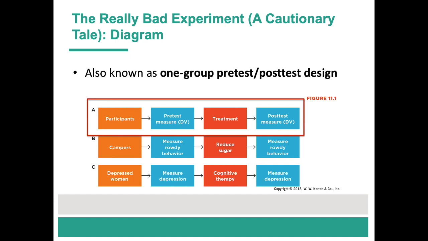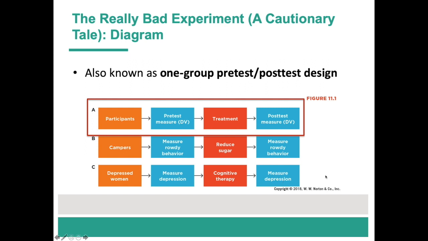So in red here, I highlight the overall form of the one group pre-test, post-test design. It's where you have your participants, you don't assign them to any groups, you just have them in the same group. You do a pre-test, then some sort of treatment, and then post-test. So 2 examples of these, B and C, you see you have campers, you measure rowdy behavior, you reduce sugar, and then you measure rowdy behavior. Or another, depressed women, measure depression, cognitive therapy, and then measure depression again.